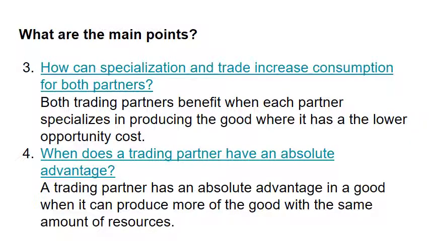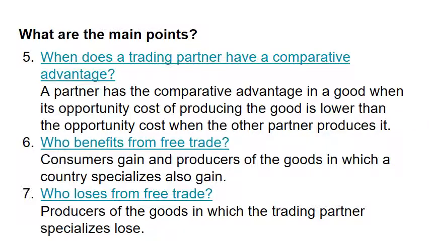3. Both trading partners benefit when each partner specializes in producing the good where it has the lower opportunity cost. When does a trading partner have an absolute advantage? A trading partner has an absolute advantage in a good when it can produce more of the good with the same amount of resources. A partner has the comparative advantage in a good when its opportunity cost of producing the good is lower than the opportunity cost when the other partner produces it.